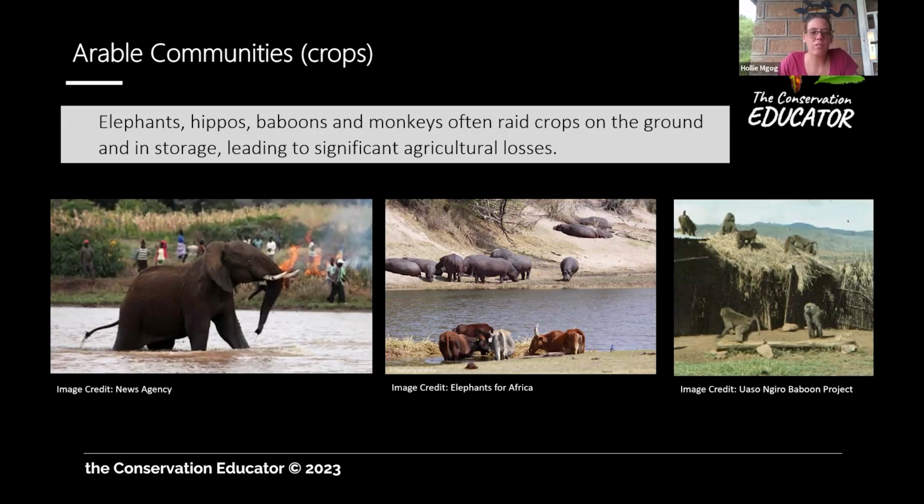Baboons, you can see that photo on the far right in the Waso Baboon Project, which I think, and Toby would inform us, no longer exists at the moment. But those baboons will raid stored grain. So the grain has been collected, stored, and the baboons are raiding it. Monkeys often raid crops on the ground and in storage. Think of quail birds. How many times have you heard them spraying to kill all the quail that are feasting on the crops? So this leads to significant agricultural losses.